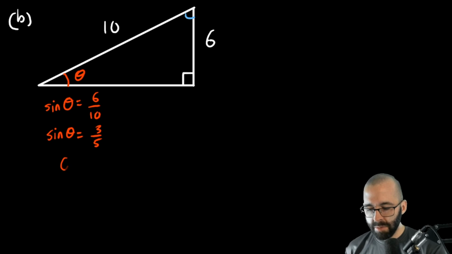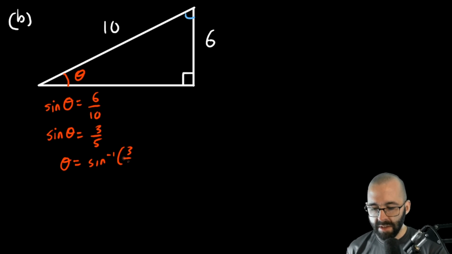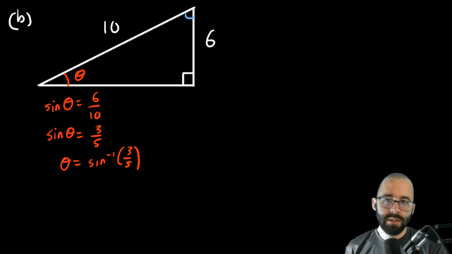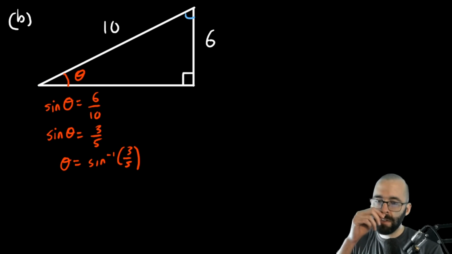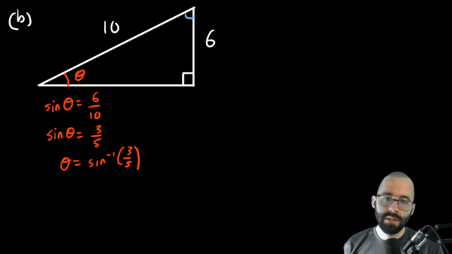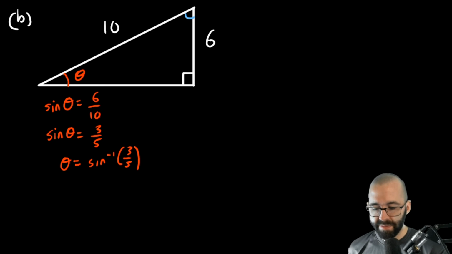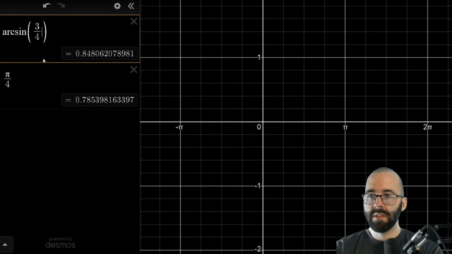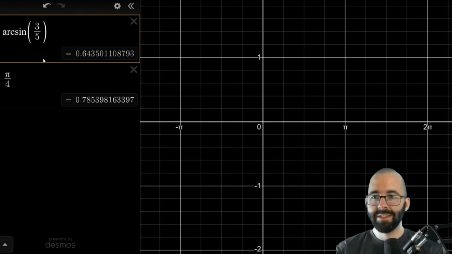Take the inverse sine of both sides to get that theta is equal to inverse sine of 3/5. And again, the reason we can do that is because this angle is in the range of arc sine. This angle is any acute angle, so any right triangle will have this be the case. All right, so type that into a calculator. Inverse sine of 3/5. Oh, it's really simple. We almost already have it. There we go.